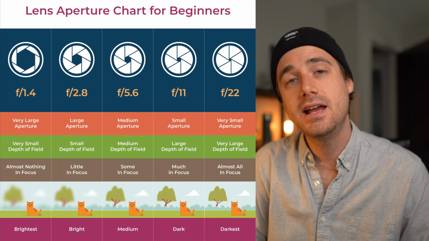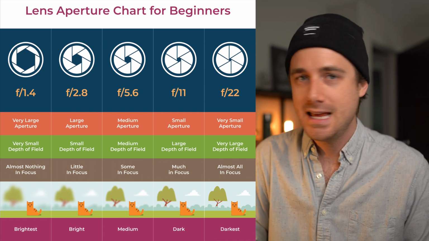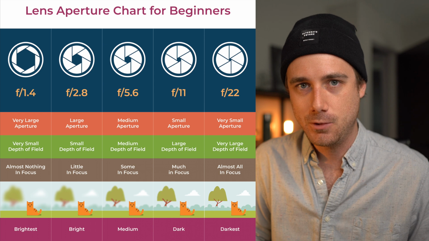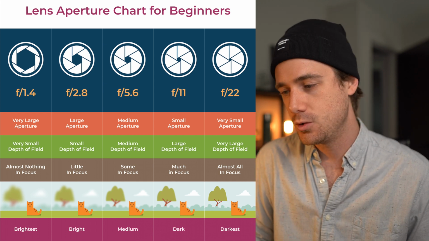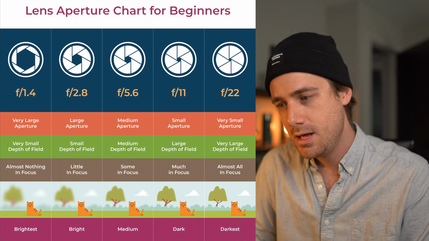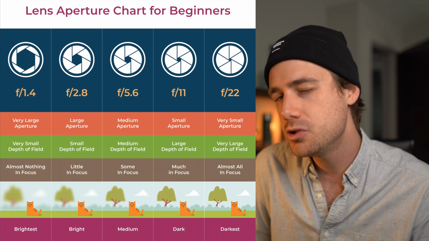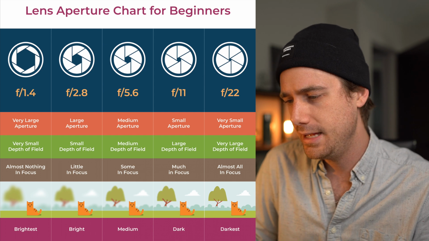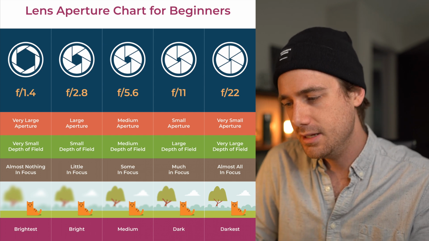And in addition to that, that's the brightest it's gonna get. The aperture can't allow any more light in, right? And so you're gonna have to adjust your settings accordingly. And then if you look to the next one, f-stop 2.8, it's a large aperture, still a small depth of field. I usually shoot in f-stop 2.8, little in focus, and it's still pretty bright.